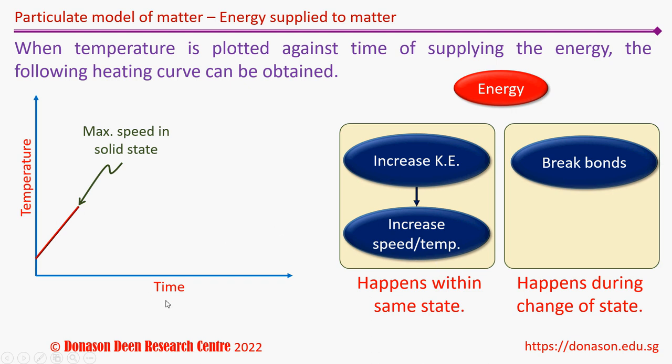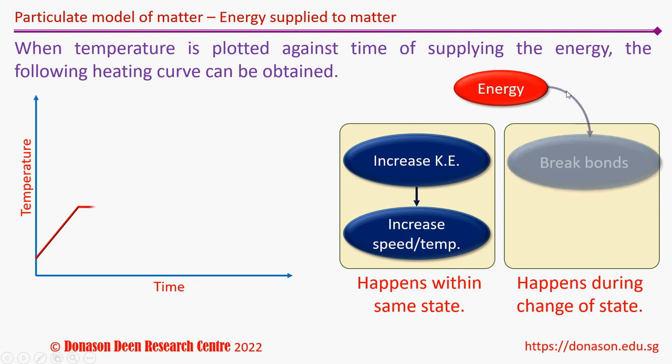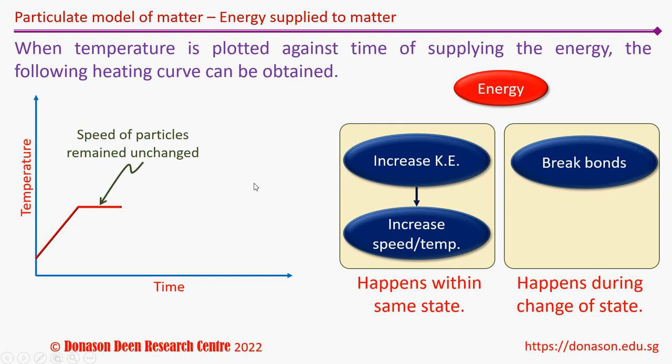So now what happens if you do not stop supplying the energy as the time proceeds? The energy would now be used for breaking the bonds holding the particles together in the solid state. So the speed of the particles remains unchanged because the energy is now no longer used to increase the kinetic energy or the speed or the temperature, and that's the reason during bond breaking the speed of the particles remains unchanged.